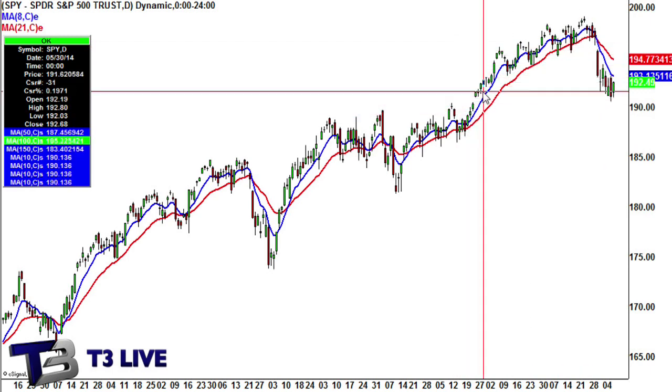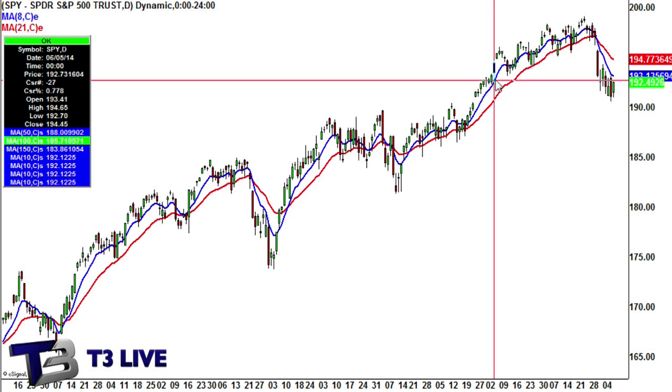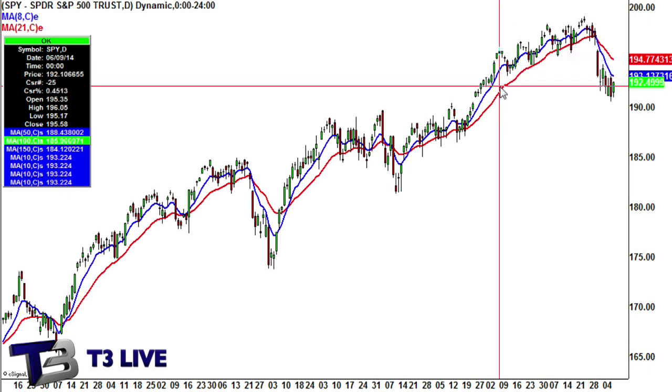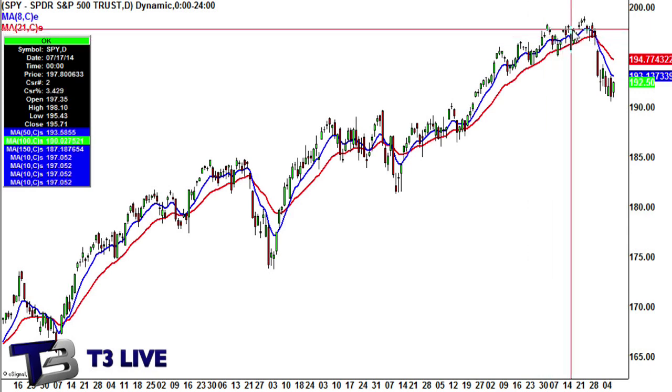When you have the 8 above the 21, good pace, good slope, you could have swing positions on, maybe 4 to 5 positions on. You can day trade looking for bull flag breakouts, looking for price pattern breakouts. You can buy strength. You can trust dips to buy when the 8 is above the 21 on the spiders and the overall market in general.